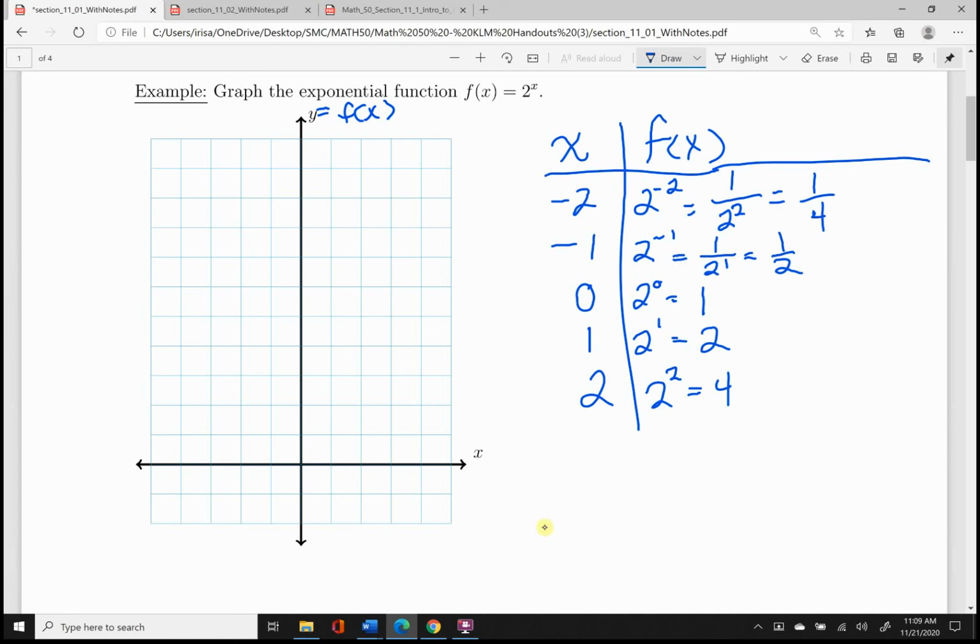Okay, so let's plot these ordered pairs. We have -2, 1/4. Here's -2 on the x-axis, and 1/4 is going to be halfway between these two tick marks, so maybe about right there. My next ordered pair is -1, 1/2. At -1, I'm going to go halfway up, slowly growing here. At 0, I'm going to have an output of 1, so that's also considered the y-intercept. Then at 1, I'll have an output of 2, so that's the ordered pair 1, 2. And the ordered pair 2, 4 looks like so.